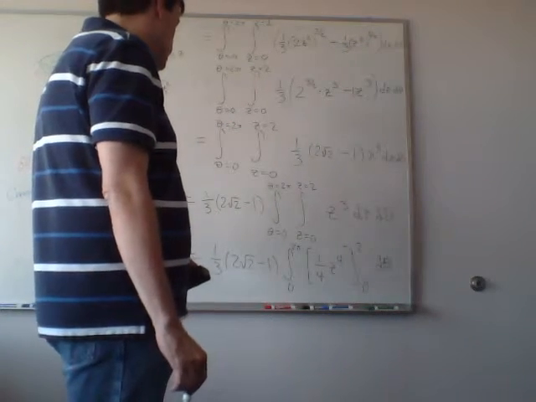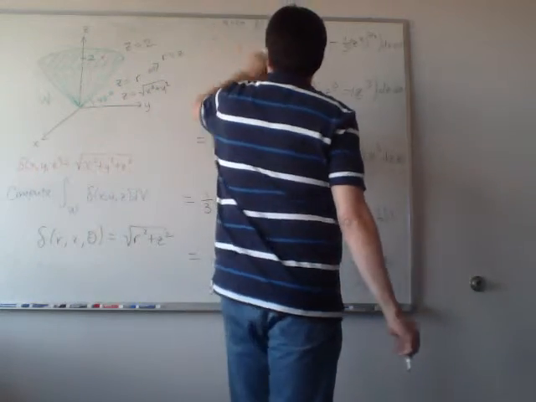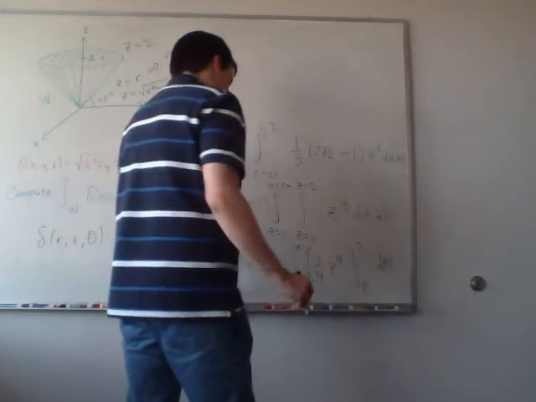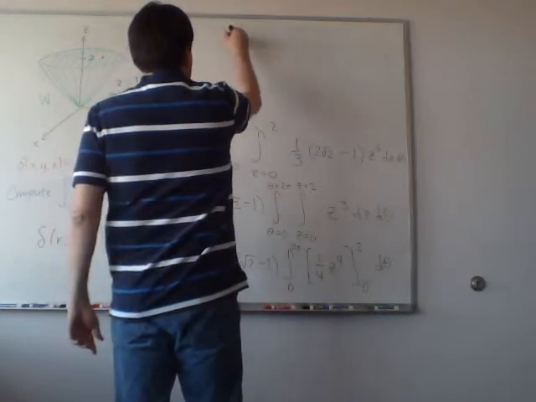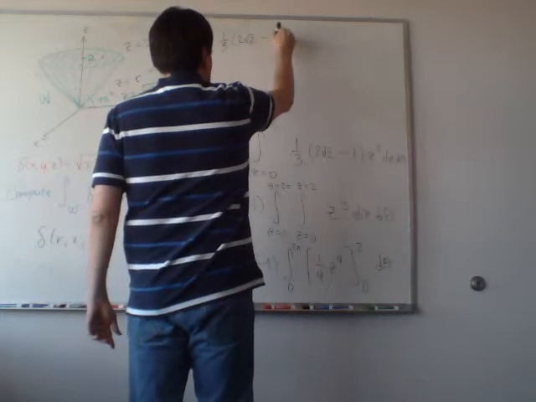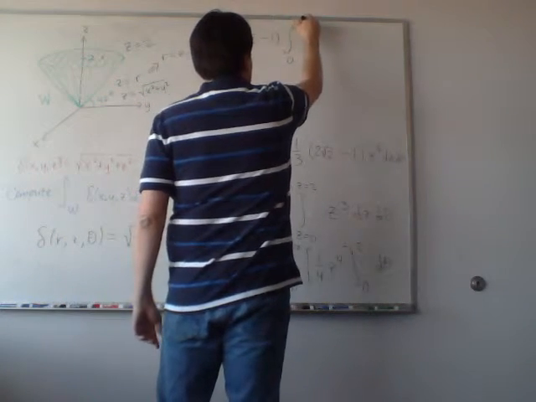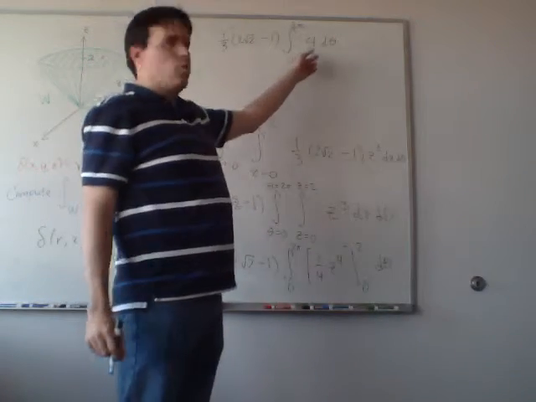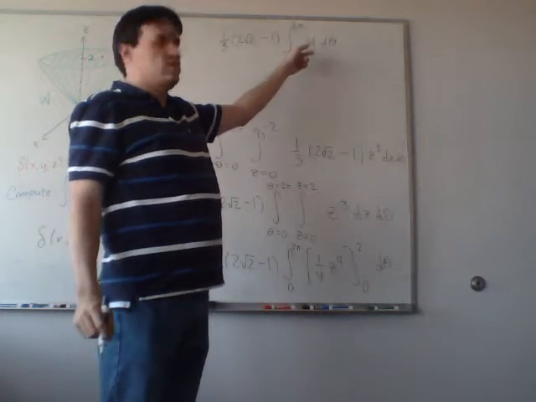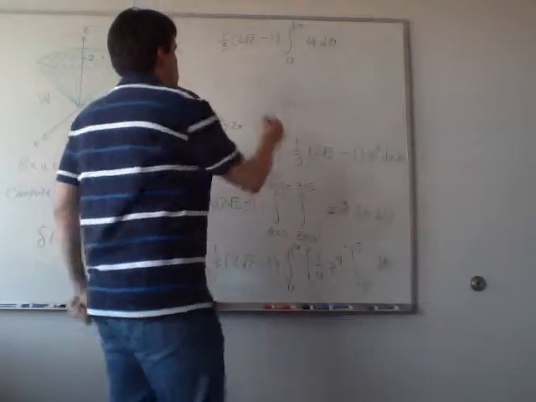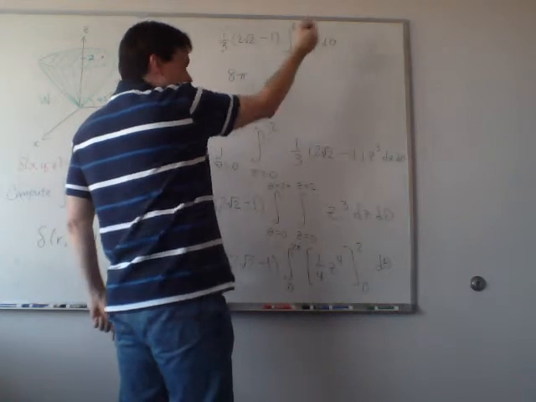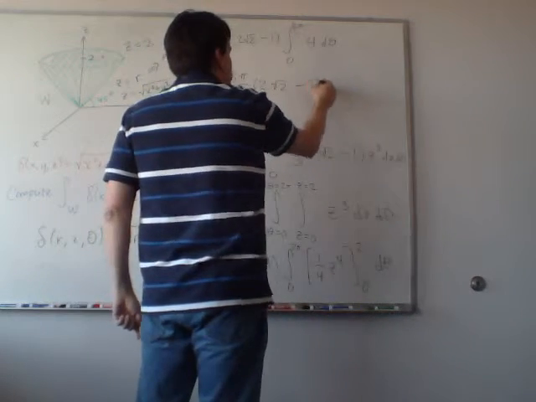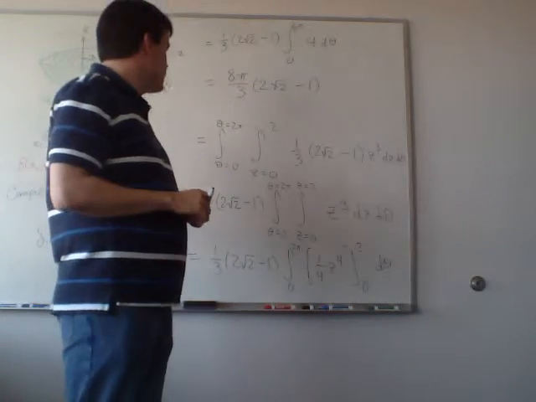So I think I'm going to have something fairly nice here. So this is going to give me 1/3, 2√2 minus 1, integral 0 to 2 pi of basically 4 d theta. Well, the integral of 4 d theta from 0 to 2 pi is just 4 times this range here, 2 pi. So I'm going to have 8 pi, 4 times 2 pi, 8 pi over 3, 2 root 2 minus 1, which of course was my first guess when I set up the problem.